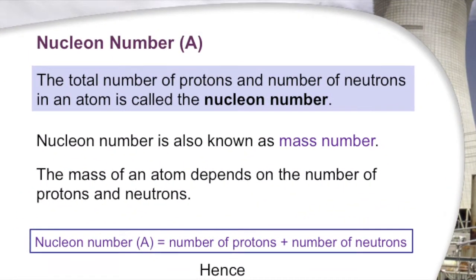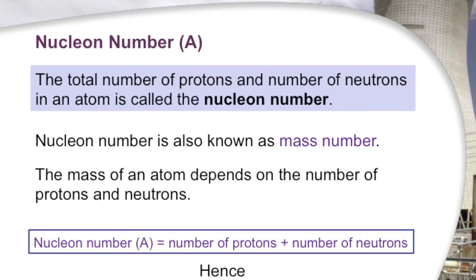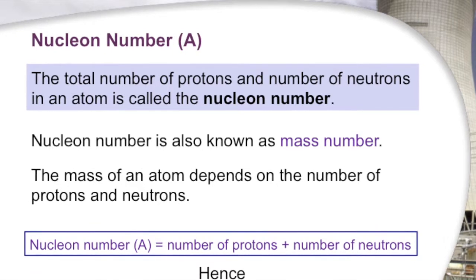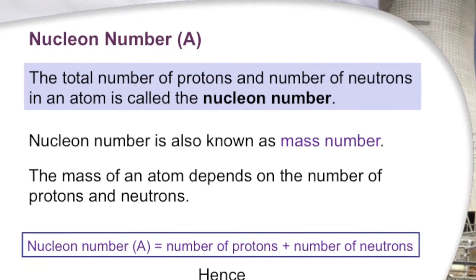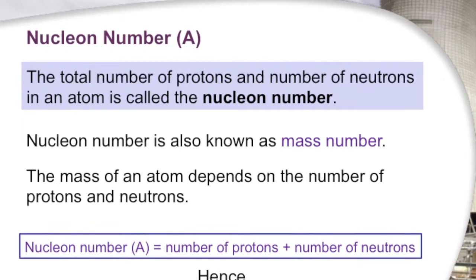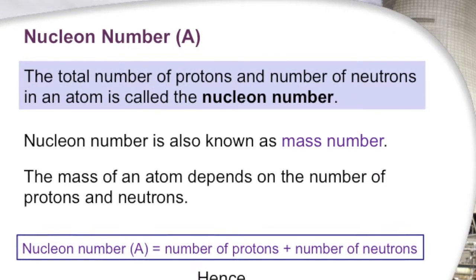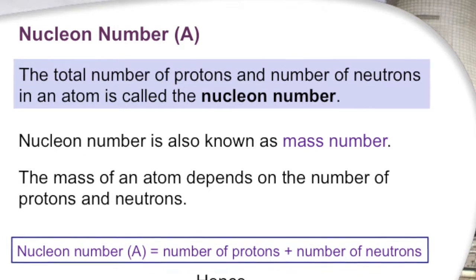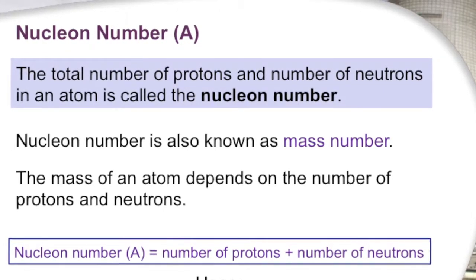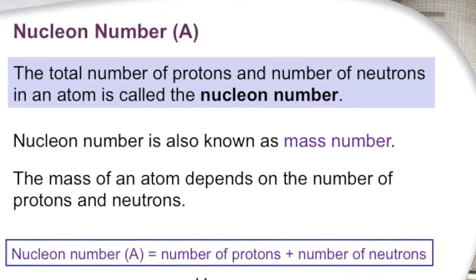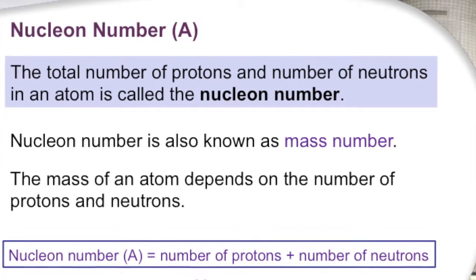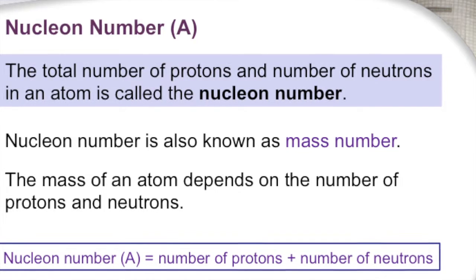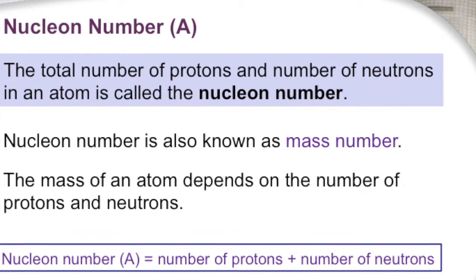The final term you will need to understand is the nucleon number. The value of this number tells us the total number of protons and number of neutrons in an atom. It is also known as the mass number, as the mass of an atom depends only on the number of protons and neutrons. With this information, you can actually calculate the number of neutrons in an atom.